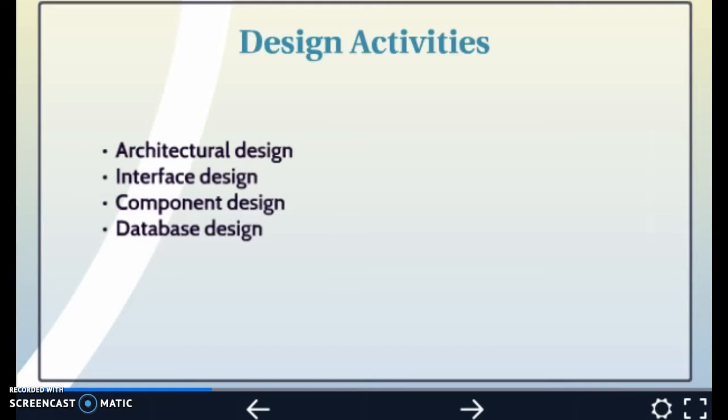Architectural design, where you identify the overall structure of the system, its components, their relationships, and how they are distributed. Interface design, where you define the interfaces between system components. Component design, where you take each system component and design how it will operate. Database design, where you design the system data structures and how these are to be represented in a database.